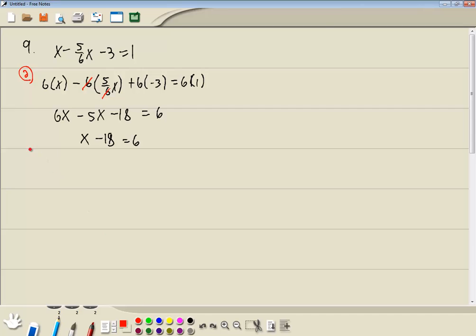Okay, step 3. Get everything with an x on one side and numbers on the other. So I'm going to take the negative 18 and move it over. Now remember, when you move anything across the equals, your sign changes. So the negative 18 becomes a positive 18. Combine numbers together at any step. 6 plus 18 is 24. And we don't need to do step 4 because there's no number in front of our x. So x equals 24 is our answer.